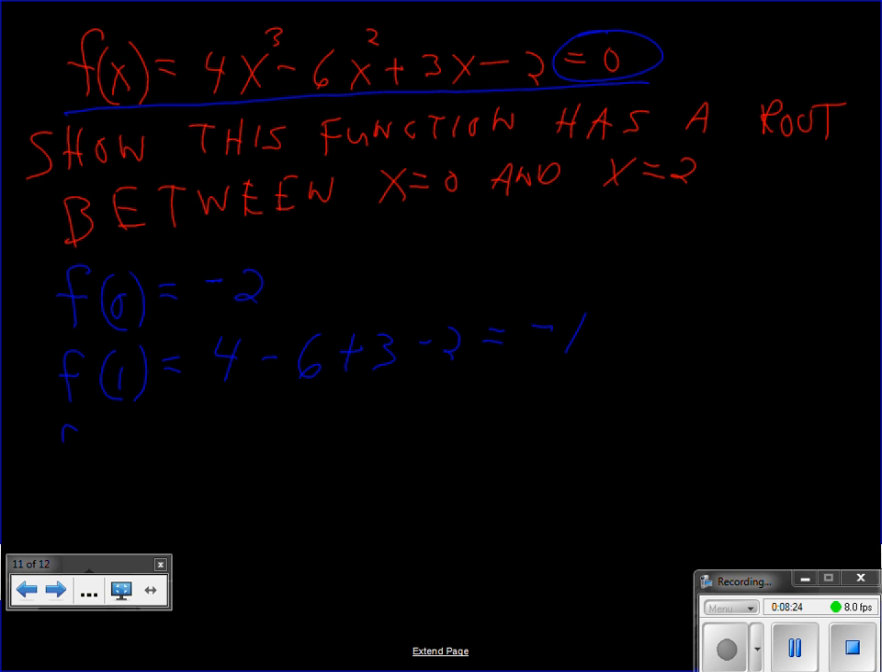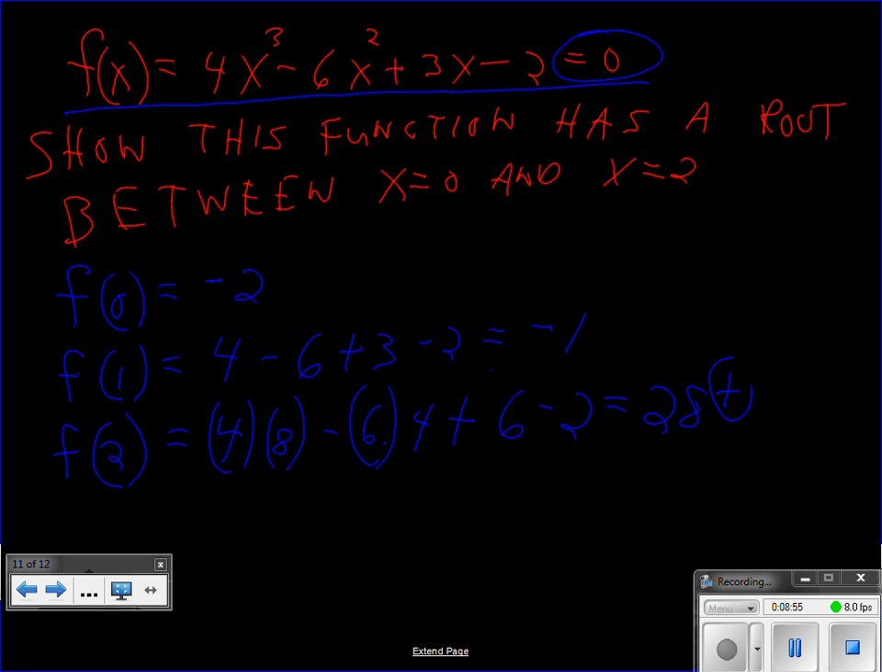Well, how about f of 2 then? F of 2 is equal to 4 times 8 minus 6 times 4 plus 6 minus 2. Okay, well, what's that going to be? That's 32 minus 24, so 8, plus 6 is 14, minus 2... I see that that is equal to 28 if I've done that right. So this is positive. Notice that's positive, this is negative.